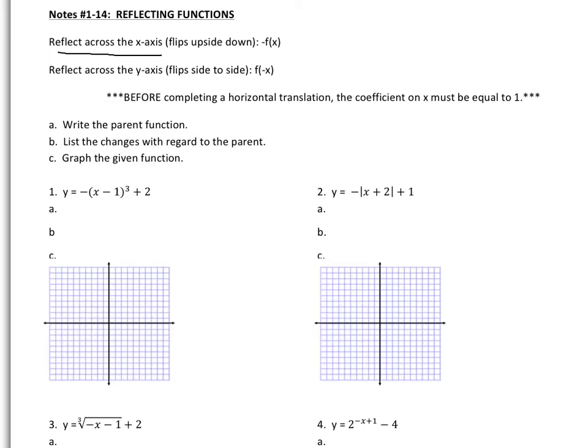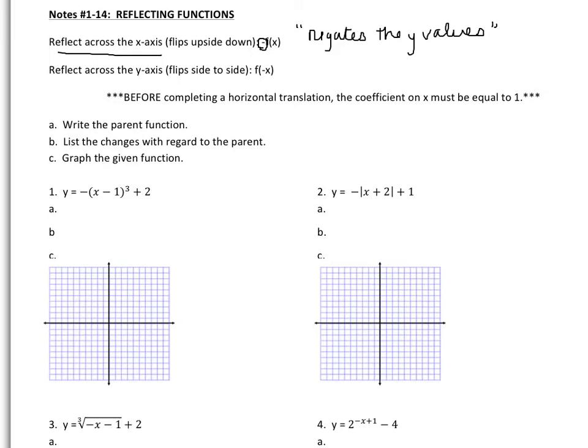When that happens, you are going to have a negative right here on the outside of your function. So if it is on the outside, it reflects over the x-axis. I also want you to think of this as if it's on the outside of the function, it negates the y values. So all that means is that if you had a positive y value, negating it would make it negative. And if you had a negative y value, negating it makes it positive.